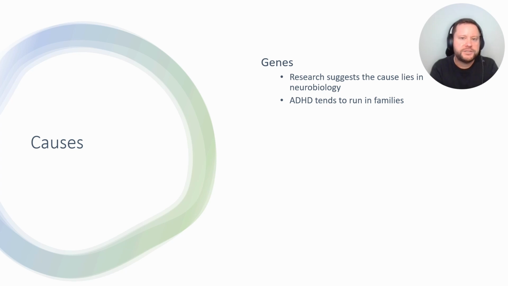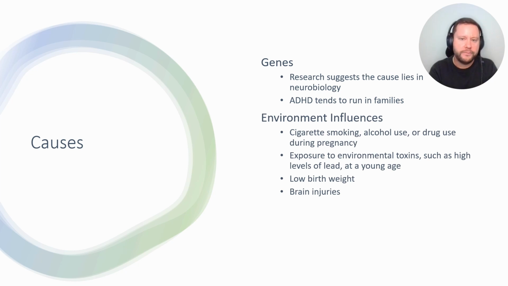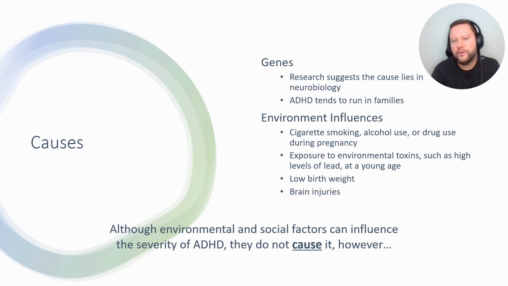So, what causes ADHD? Now, this is a question that is difficult to answer, but we do know there is a genetic dimension because ADHD runs in families. If you have ADHD, it's likely that ADHD or maybe autism is in your family tree. There's also evidence that the environment plays a role. Cigarettes and drugs during pregnancy is a concern. Exposure to environmental toxins at a young age, low birth weight and brain injury have all shown correlations with later diagnoses of ADHD. Now, although environmental and social factors can influence the severity of ADHD, they do not cause it.